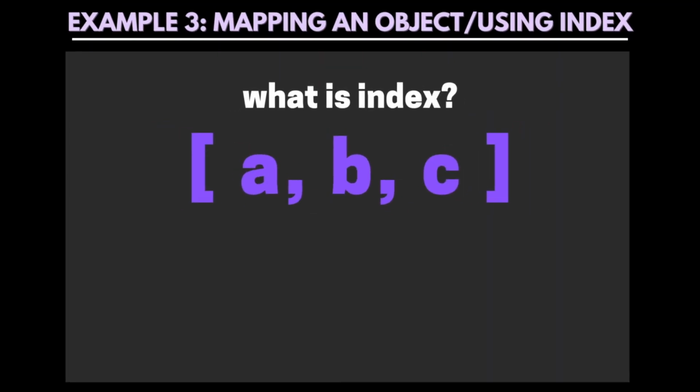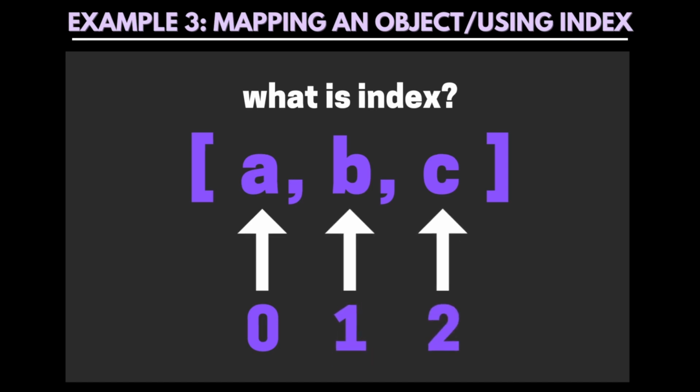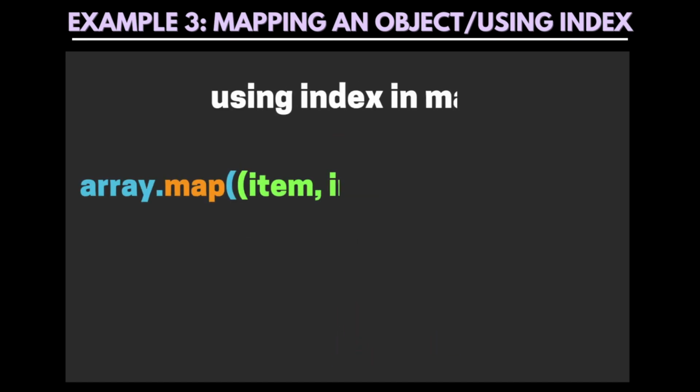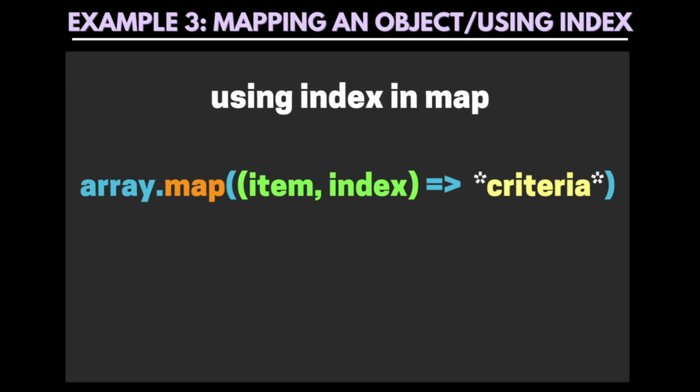Before we go to the next example, let's learn about indexes and arrays. Index refers to the position of each item in the array. The first item is actually at the 0 index because arrays start from 0 and go up from 0, 1, 2, 3, and beyond. The map function takes in two variables, the item as the first variable and the index as the second variable.